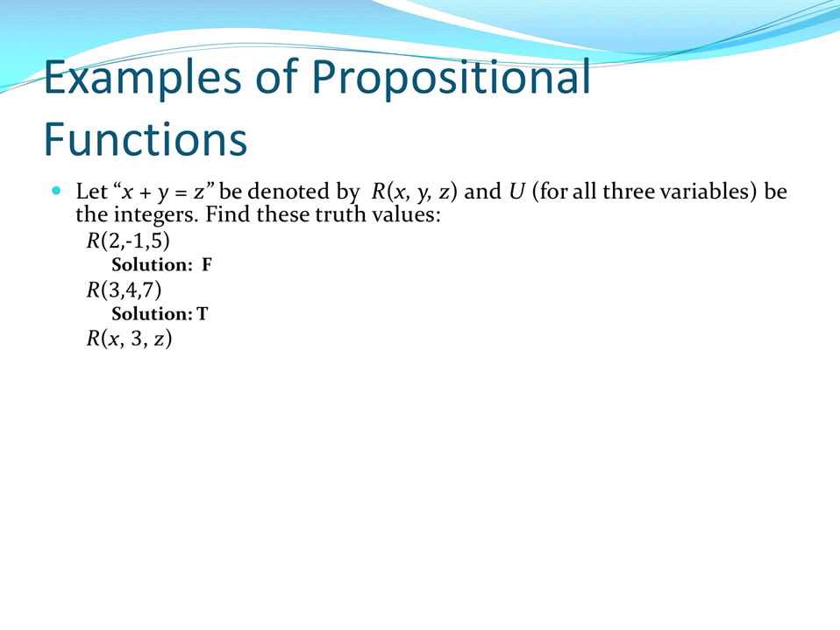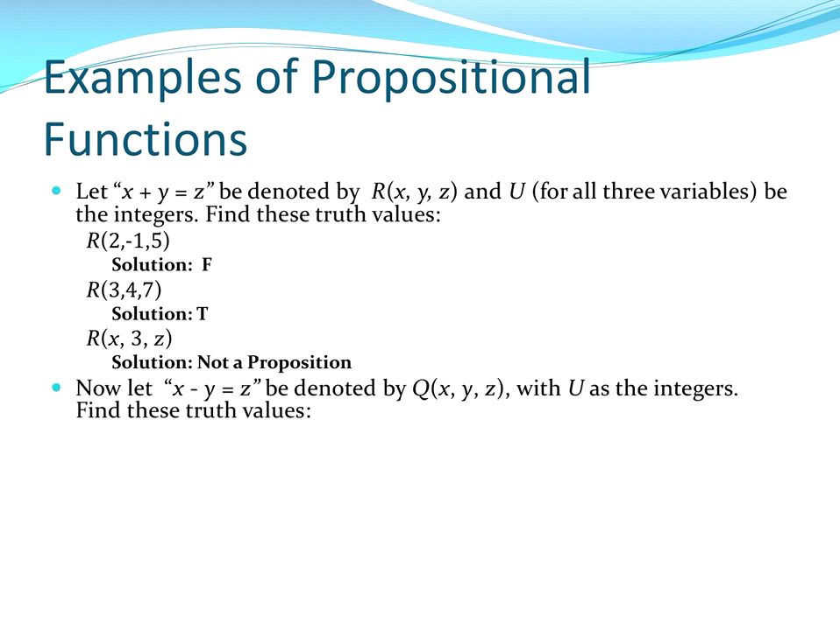And if x, y, and z are x, 3, and z, does it have a truth value? No, because we didn't determine or fix the values of all the variables. So we have a non-proposition. It remains a propositional function, in this case, in only two variables, x and z. All right, here's another propositional function, x minus y equals z, denoted by Q. Again, with the integers for all three variables.